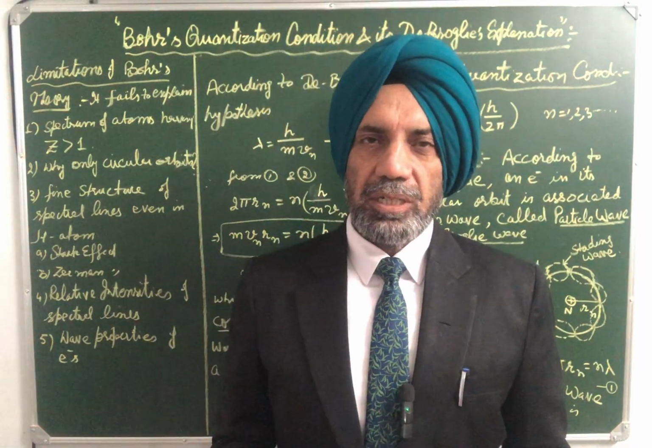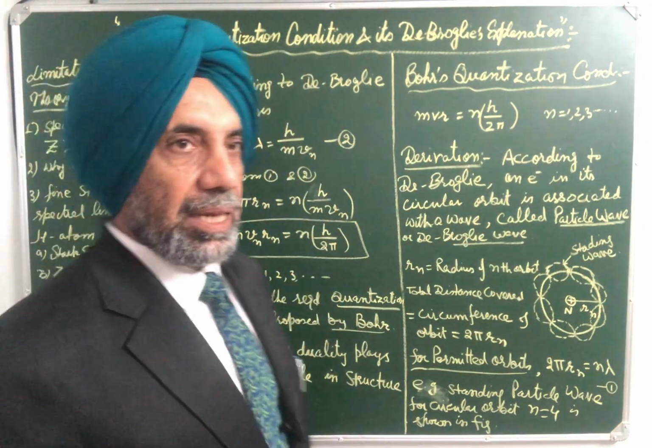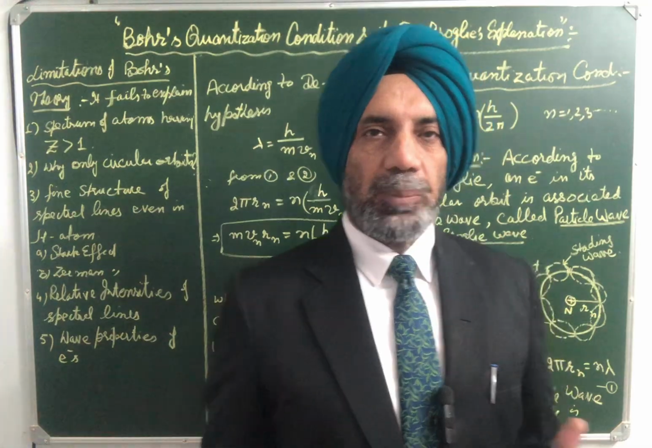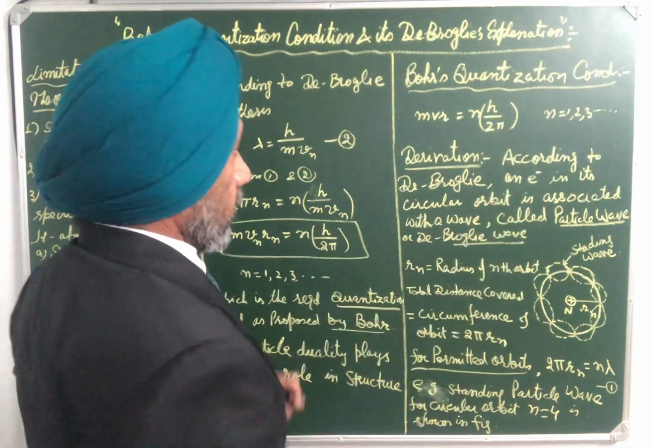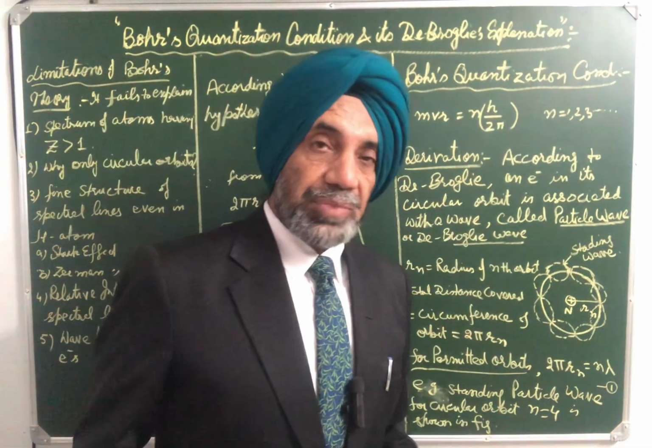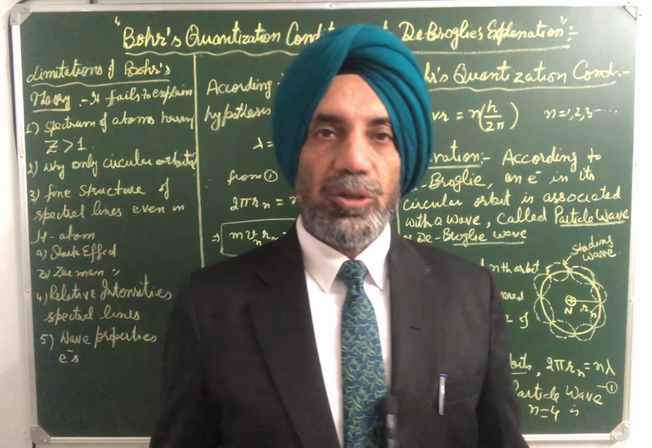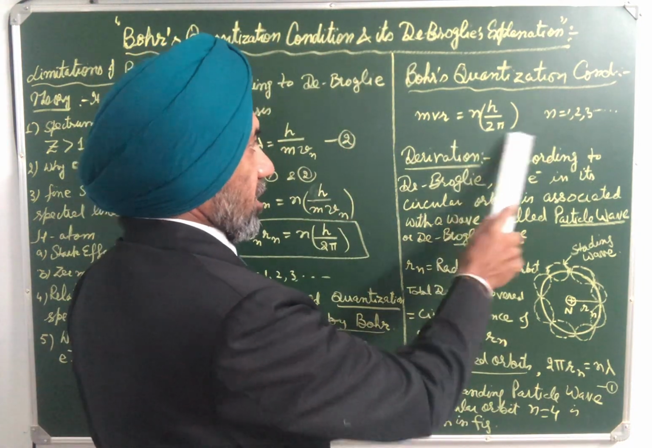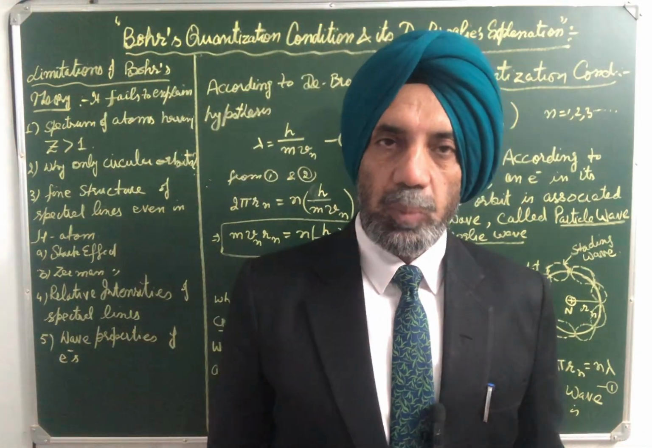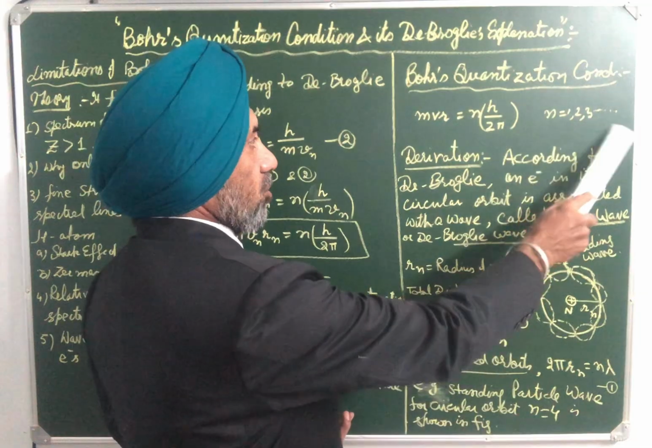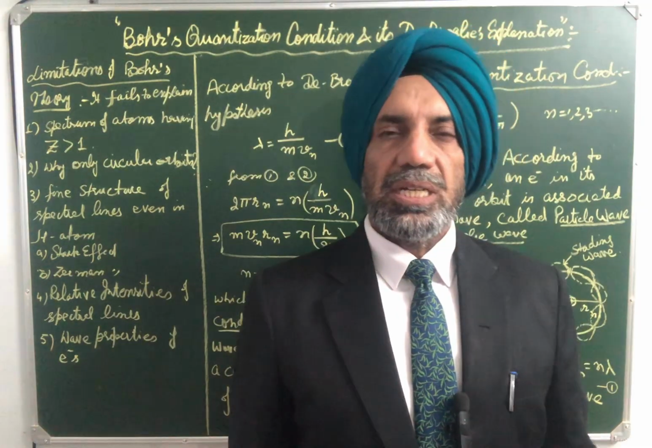So today I am going to discuss a very important topic, which is Bohr's quantization condition and its explanation on the basis of de Broglie hypothesis. Now, what is Bohr's quantization condition? Bohr's quantization condition states that the total angular momentum of an electron revolving around the nucleus is quantized and is equal to an integral multiple of h upon 2 pi, where h is Planck's constant, so n is equal to 1, 2, 3. So mvr is equal to n into h upon 2 pi. This is known as Bohr's quantization condition.